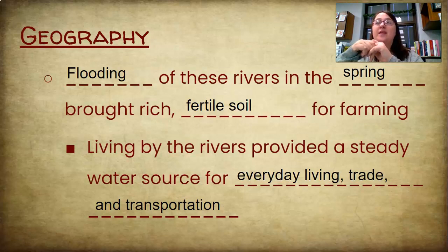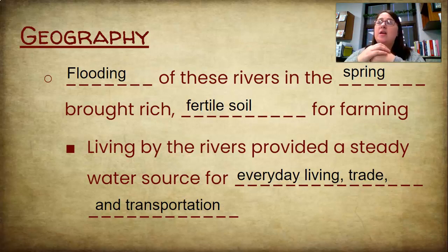You can get water for washing clothing or for cooking. You could get water just for in-house use. So needing that water was important. It also helps with trade. So we can trade things on the river. We can have a boat. We can put stuff on our boat and ship it down the river to different locations. This is a very big thing when we get into Egypt later in the year.